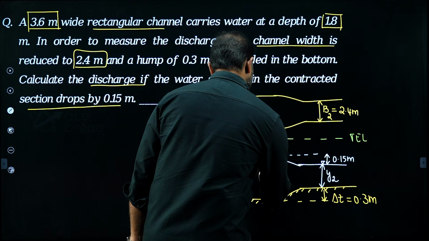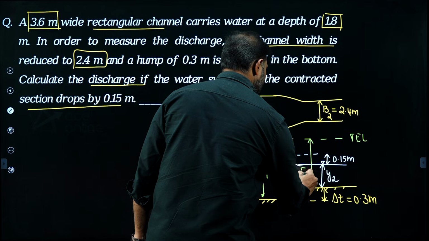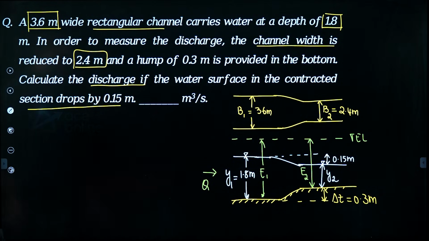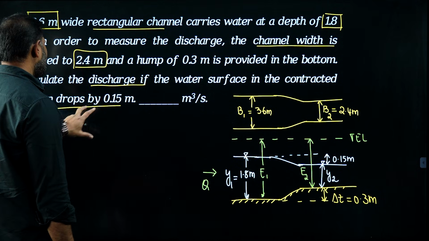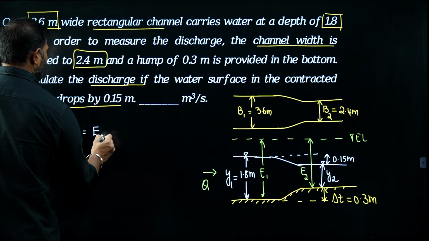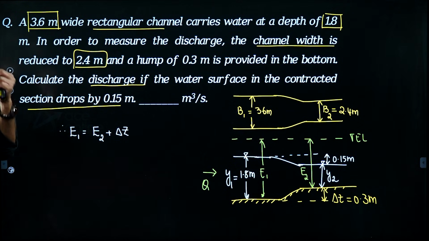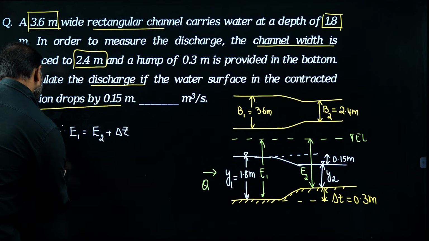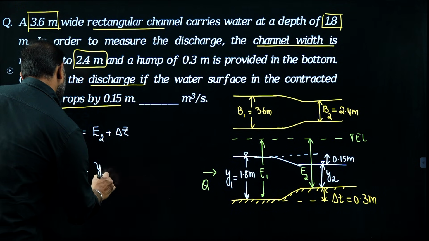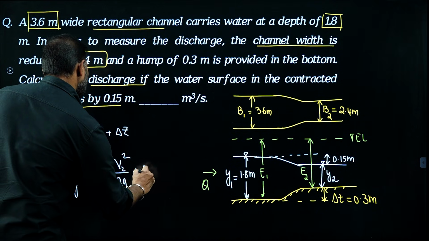So before the transition, this is the specific energy E1. After the transition, this is the specific energy E2. So now come on, tell me what is the specific energy over here. E1 is equal to E2 plus delta Z. E1 is equal to E2 plus delta Z. So what is E1? y1 plus v1 square by 2g is equal to y2 plus v2 square by 2g plus delta z.